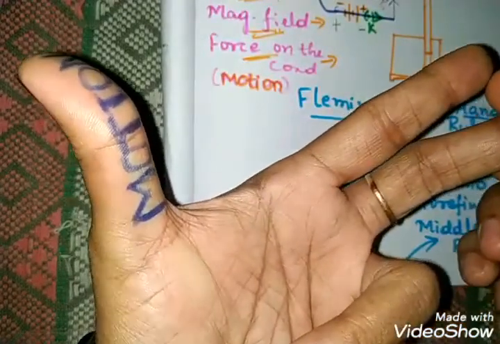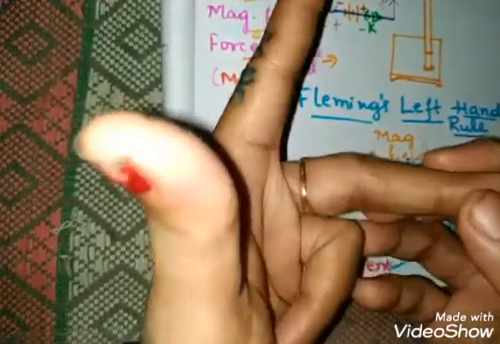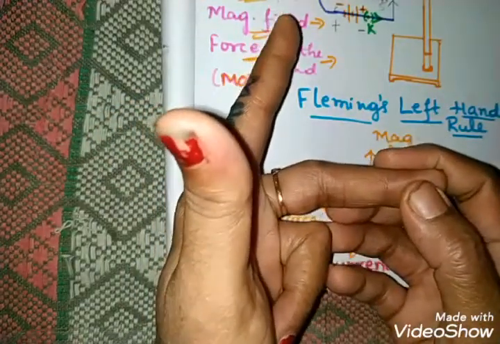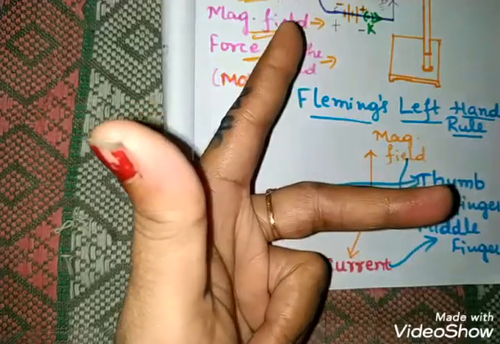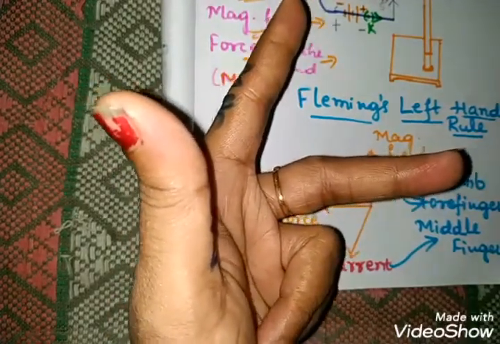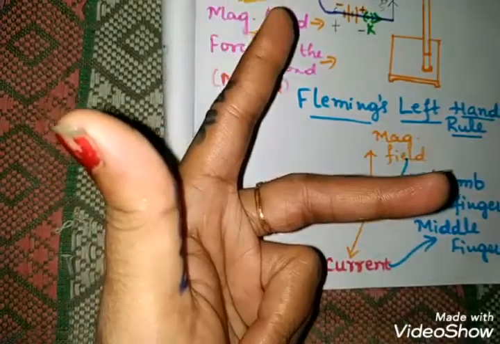The force experienced by the conductor, or motion of the conductor. In this way, you have to state the law, Fleming's left hand rule. Very important rule. You may be using it for some sums to solve. Okay. Once again, I'll repeat.